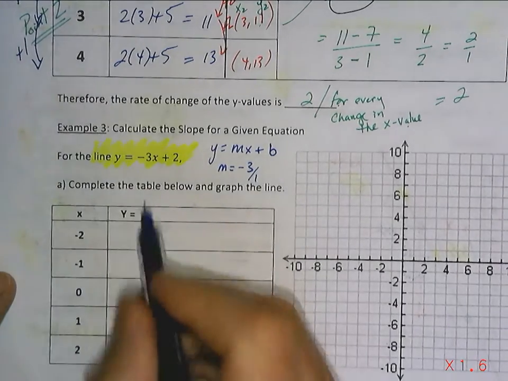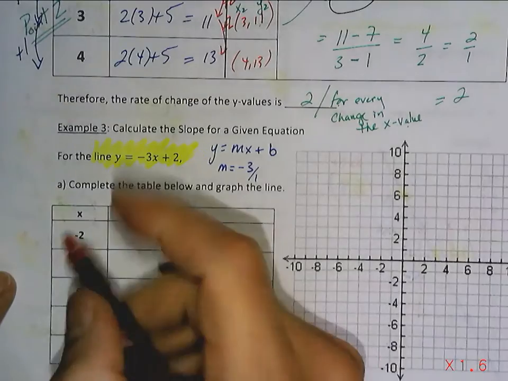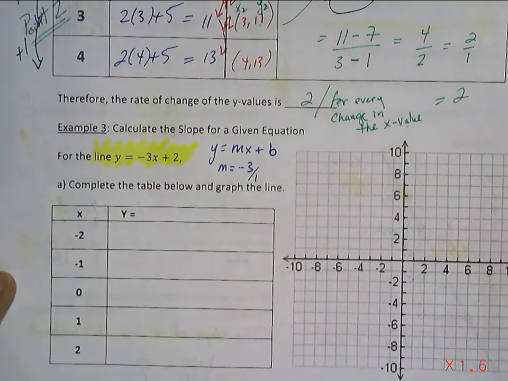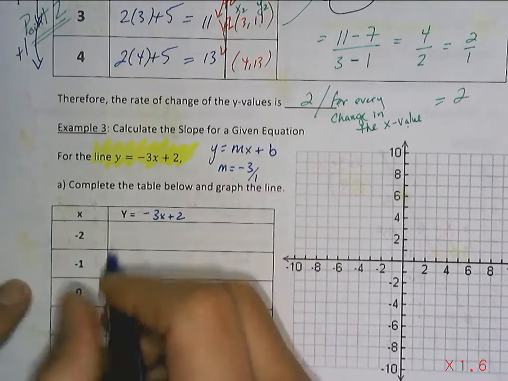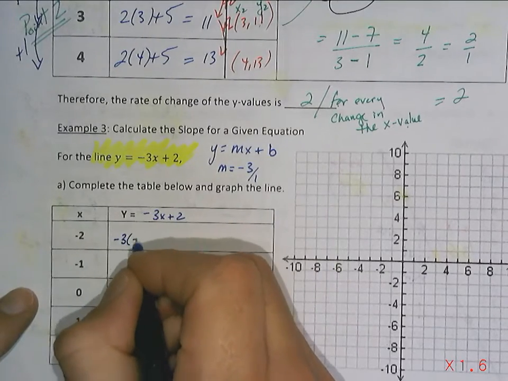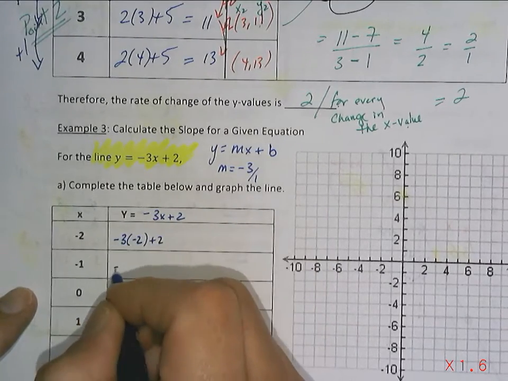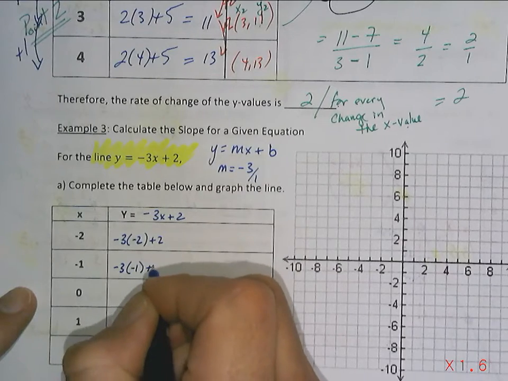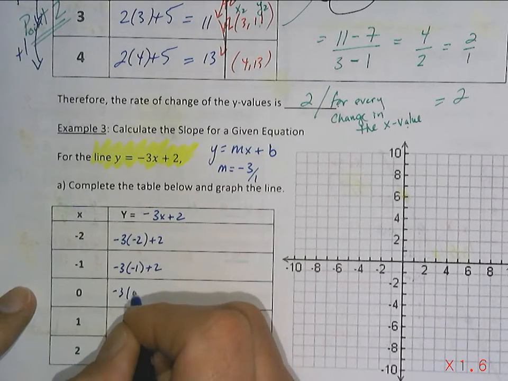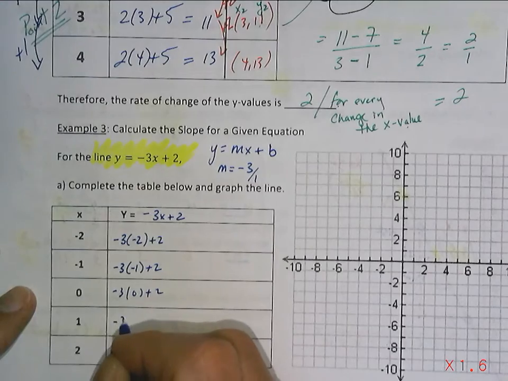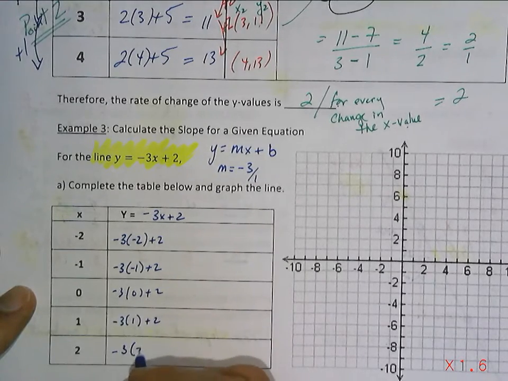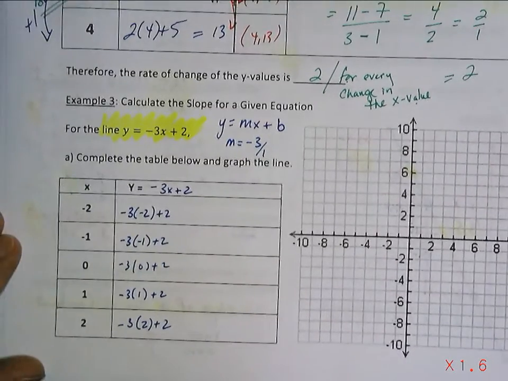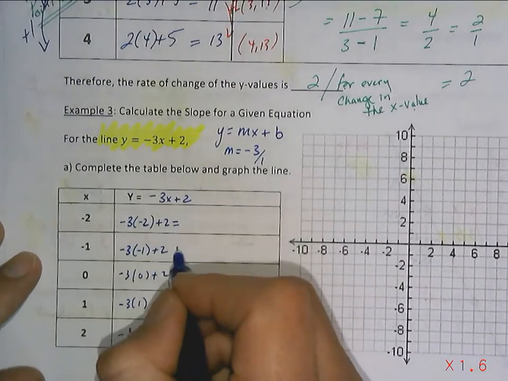Let's take a look if we complete the table. So they gave us numbers here. So those are the numbers that we're going to plug into negative 3x plus 2. So it's going to be negative 3, negative 2 plus 2. It's going to be negative 3, negative 1 plus 2. It's going to be negative 3, 0 plus 2. It's going to be negative 3, 1 plus 2. It's going to be negative 3, 2 plus 2. We're going to work all of those out.